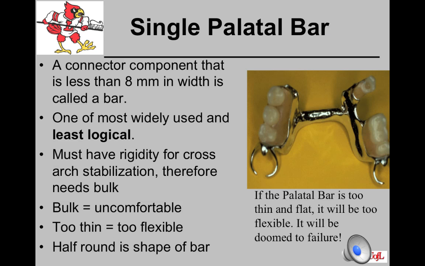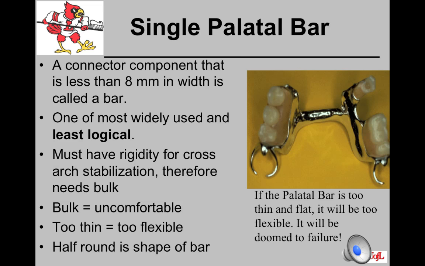Another palatal major connector is the single palatal bar. A bar connector component must be less than 8 millimeters in width to be called a bar. The palatal bar is one of the most widely used, or should I say misused, and least logical of the maxillary major connectors. The major connector must have rigidity for cross-arch stabilization. Therefore, it needs bulk. Bulk is uncomfortable to the patient. If it's too thin, it's too flexible and apt to be distorted when worn in the patient's favorite place, the pocket. The bar is half round in shape.